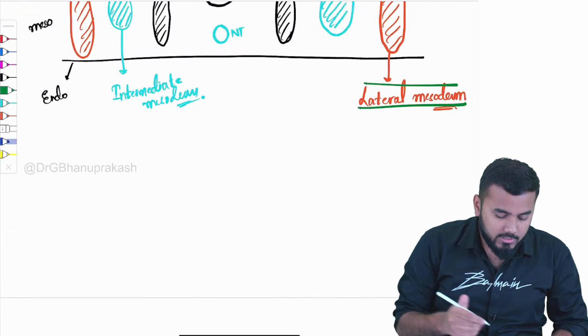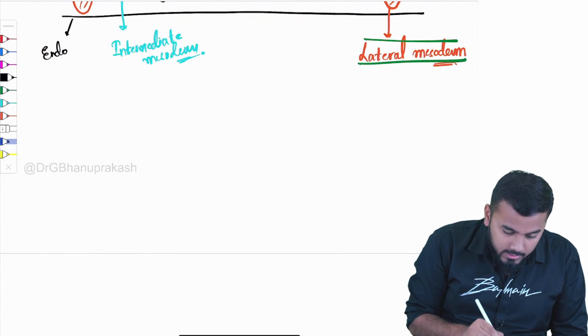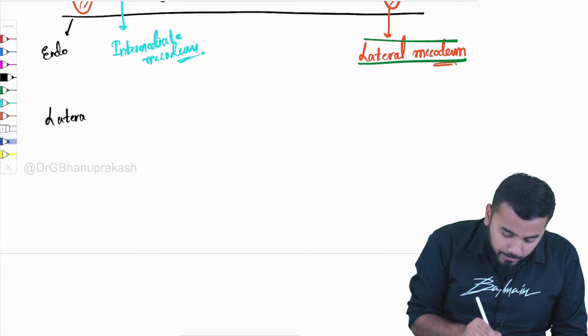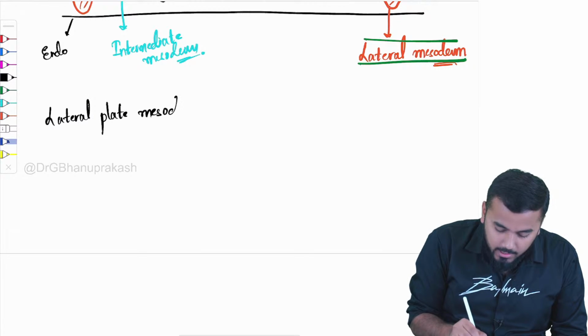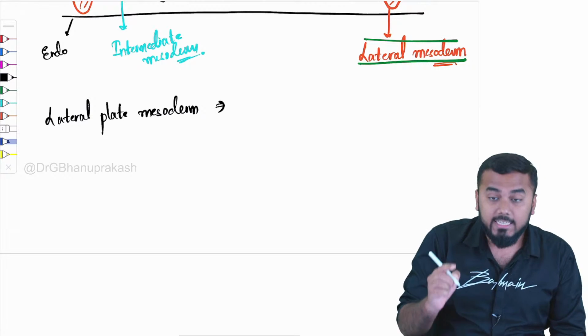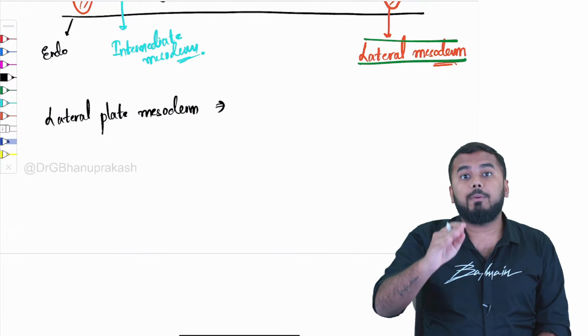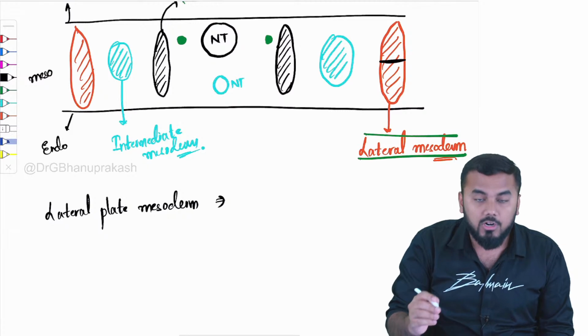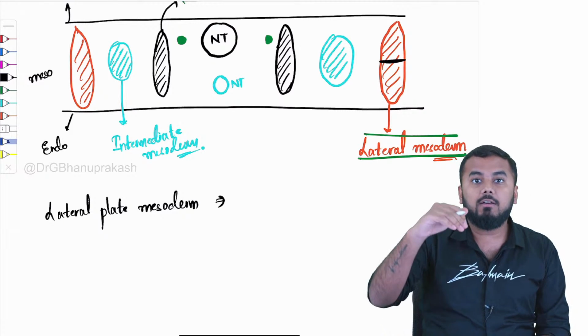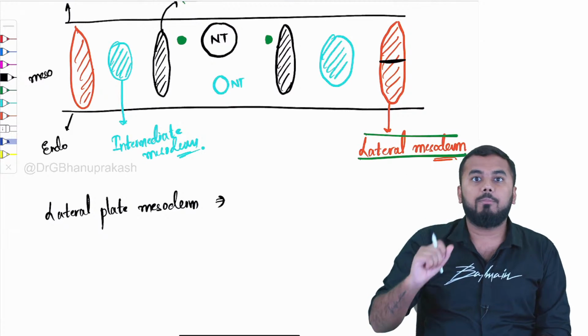Why did I teach you this? This lateral plate mesoderm is a very important MCQ. Lateral plate mesoderm is the one that in future will develop into the upper limb and lower limb. For example, if I divide this lateral plate mesoderm into two parts, the upper one will develop into the upper limb and the lower one will develop into the lower limb.